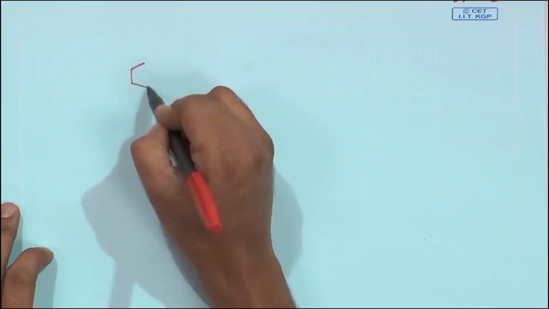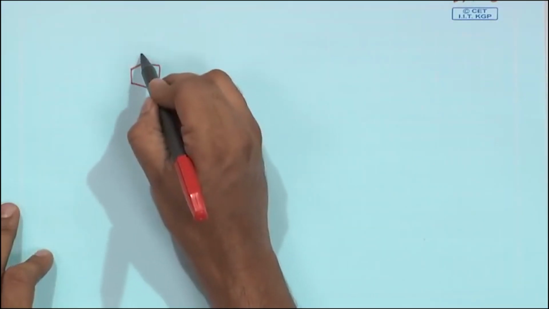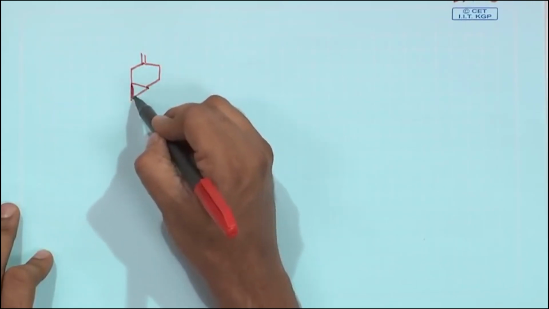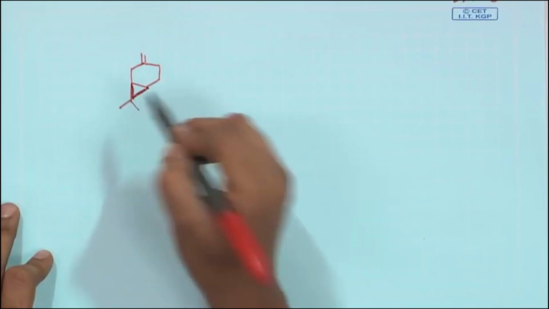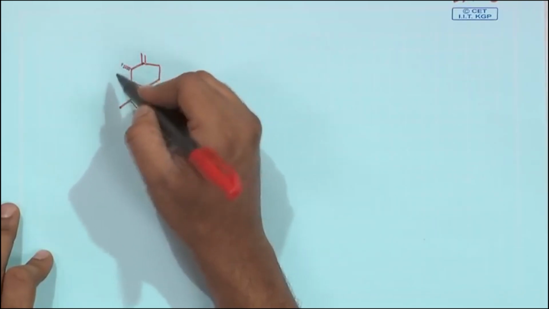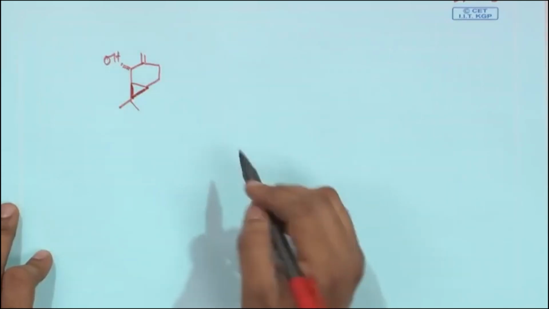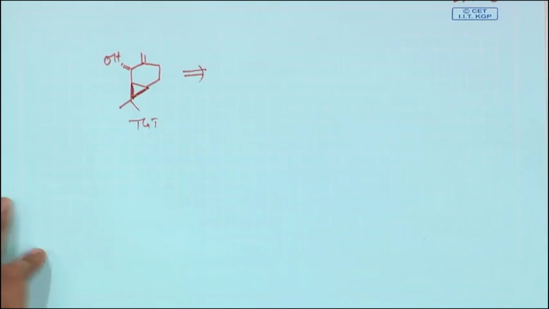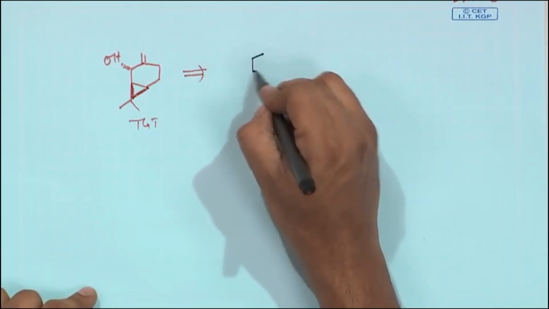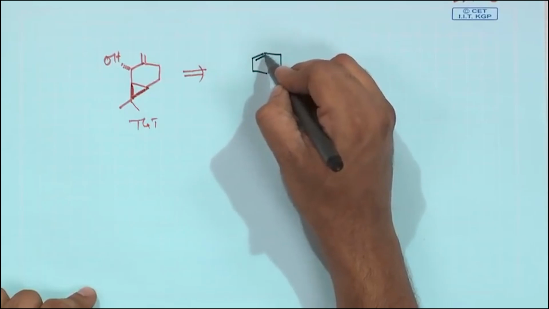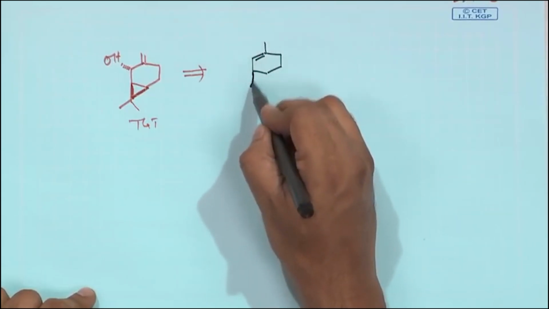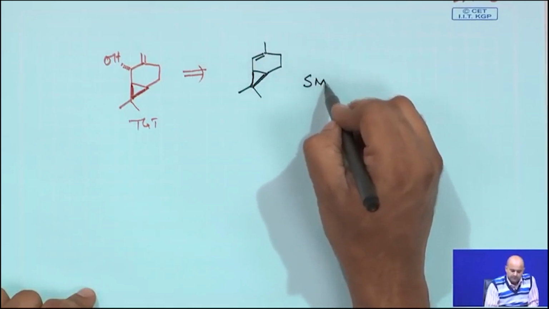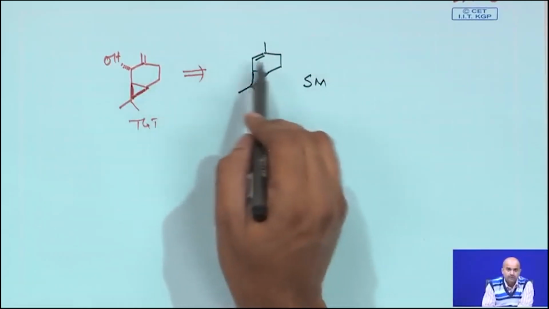So in the same line, our next target is a little bit different molecule. The cyclopropane is above this plane and you have an alpha hydroxy. This is your target molecule. The starting material which was given here has almost similar connectivity, the number of carbons and everything is the same.